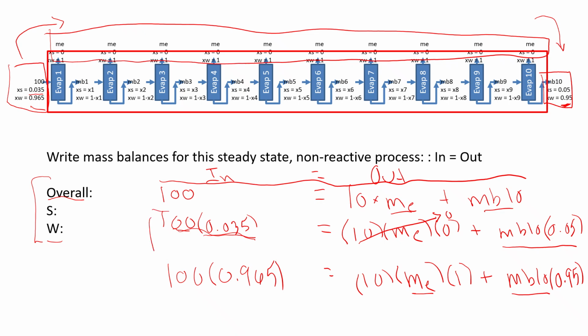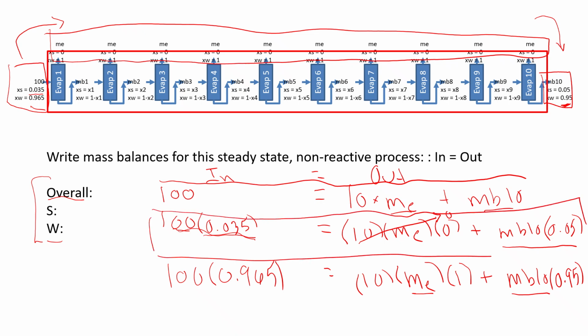Fortunately, though, this one here in the middle, the salt balance, is one that we can easily solve for the flow rate of the brine coming from the 10th evaporator. And this will keep us from having to solve two equations and two unknowns.